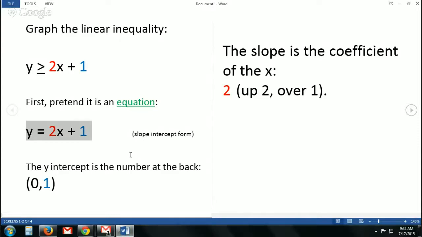When we've got slope-intercept form, the number at the very back is the y-intercept. So 0, 1 will be our y-intercept and a point that's part of our picture. To get another point, we can look for the slope of the line. It's the coefficient of the x when we're in slope-intercept form. So for this one, the slope of the line is 2. That means from the point 0, 1, we'll go up 2 and over 1 to get a second point.